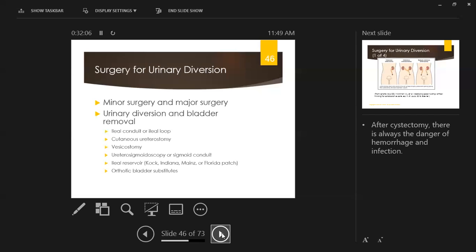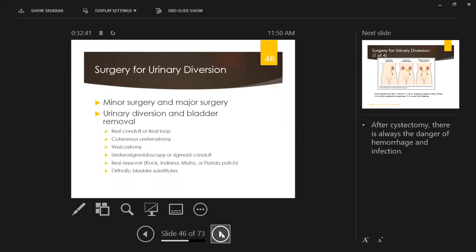So we can use the ileal conduit or the ileal loop. We may do a cutaneous, or through the skin, ureterostomy, where we bring the ureters out to a stoma, either one stoma or two stomas, depending on how it's diverted. They also might do a vesicostomy, ureterosigmoidostomy, or a sigmoid conduit, an ileal reservoir, a Koch pouch, Indiana pouch, Mainz pouch, or Florida pouch. And then there also may be orthotopic bladder substitutes that can be implanted. So these are all different types of urinary diversion.